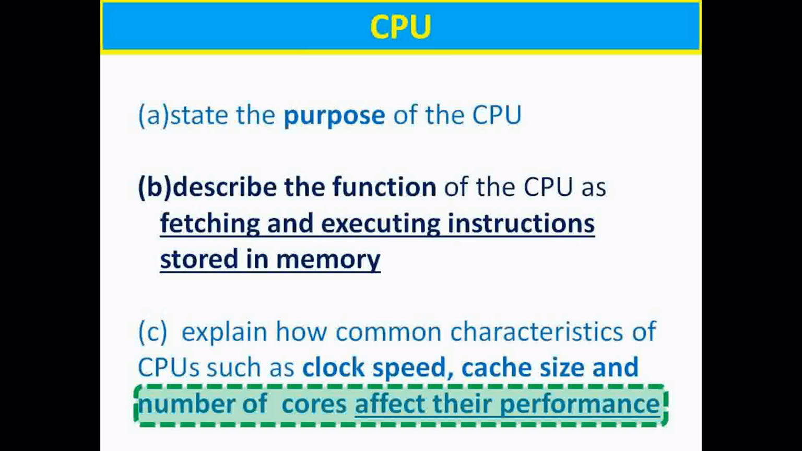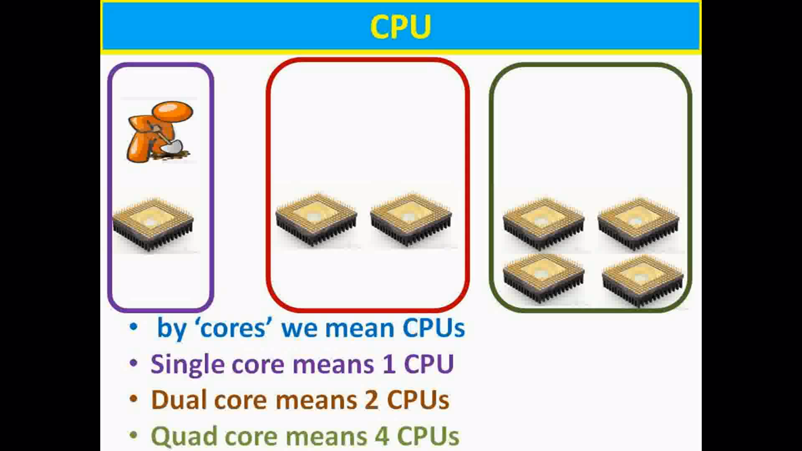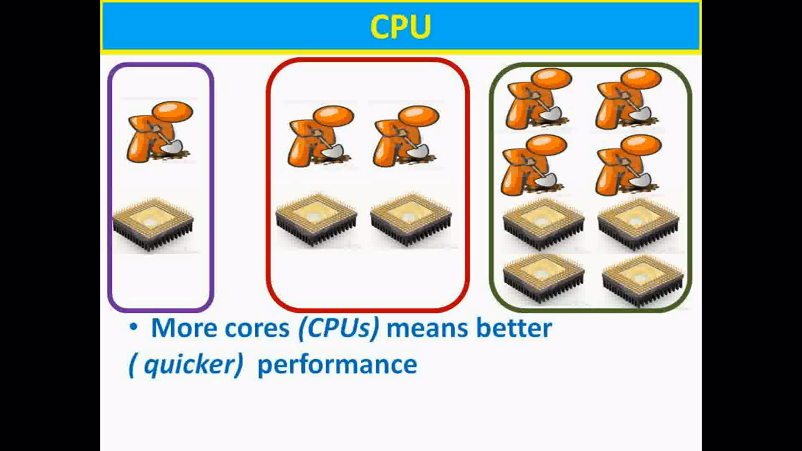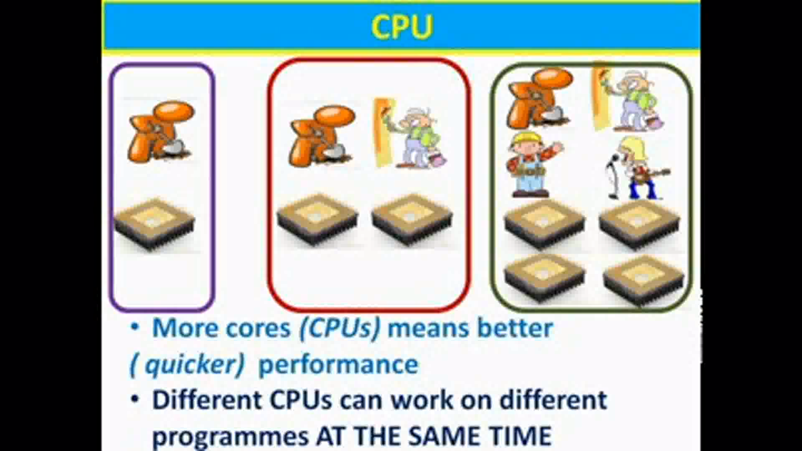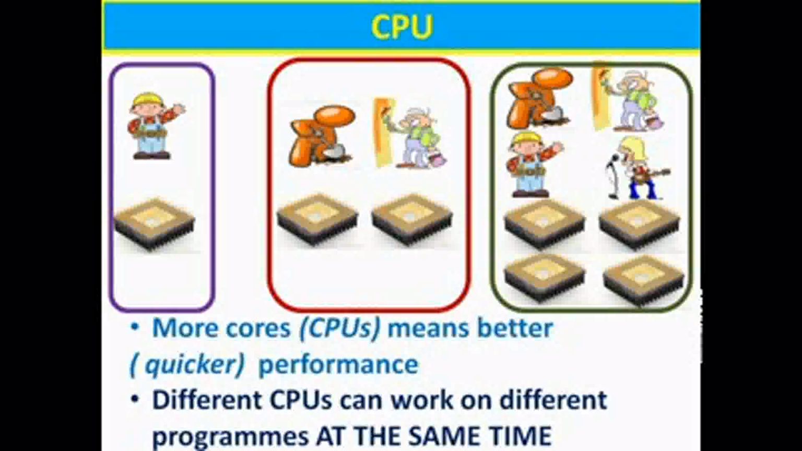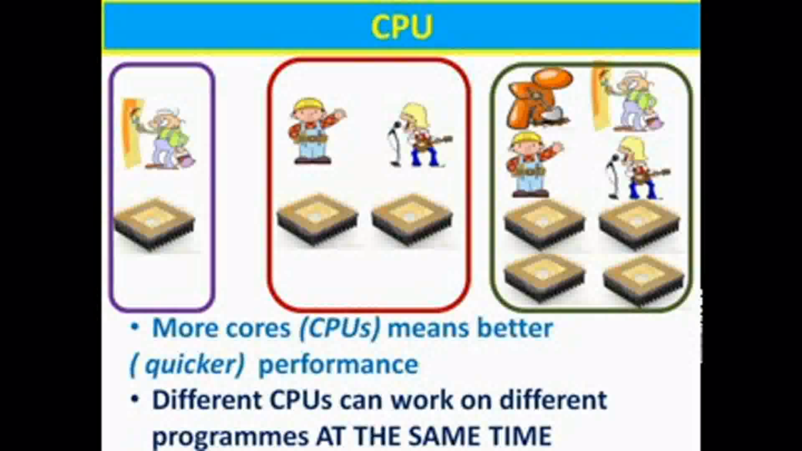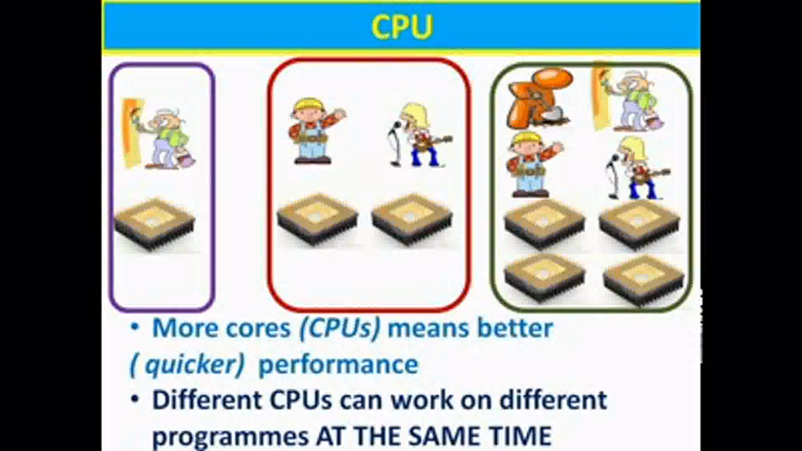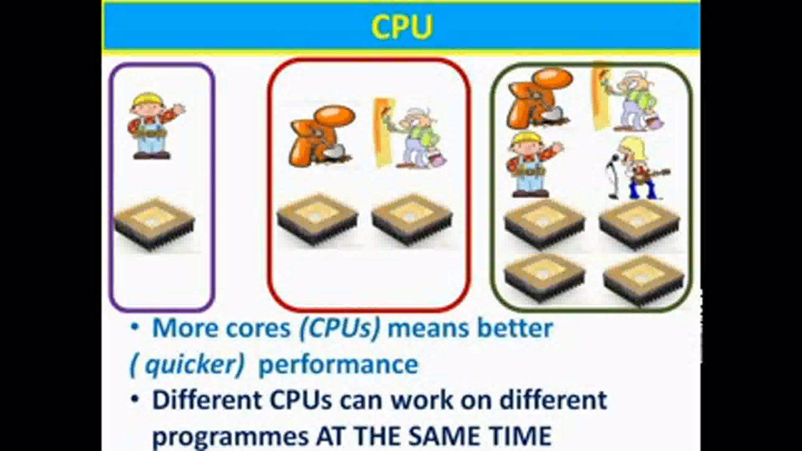So how can the number of cores affect their performance? Well, imagine the computer needs to dig a hole, and each core is a man with a shovel. The more cores you have, it's a bit like having more people with shovels, so you're going to dig your hole quicker. Different CPUs can work on different jobs at the same time, so it really increases the speed and the performance of the computer. It works best when the computer's running different programs, because sometimes if it's only running one program, it's hard to split that up between 4 CPUs depending on the software and the program that's running.